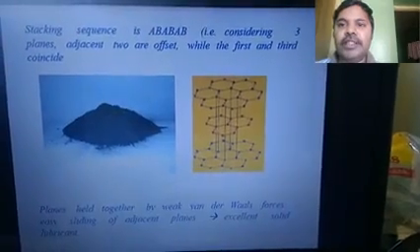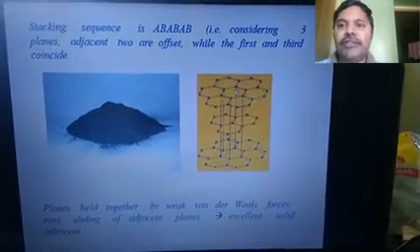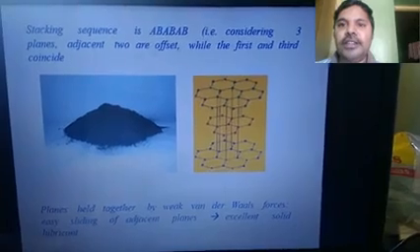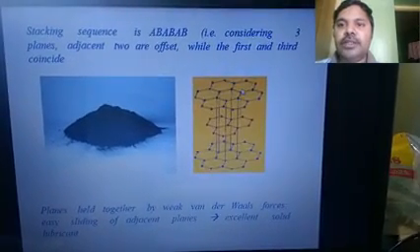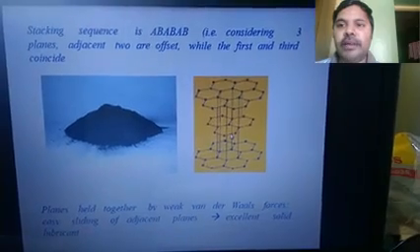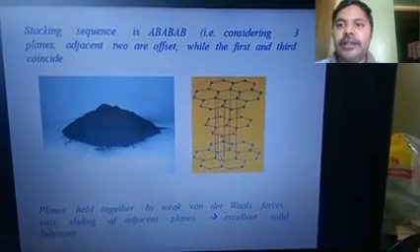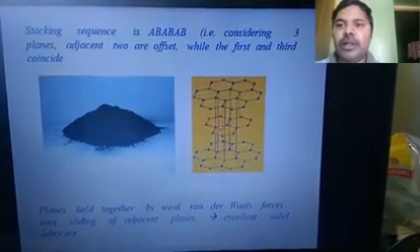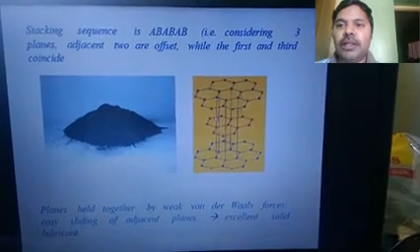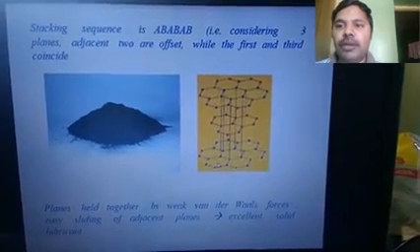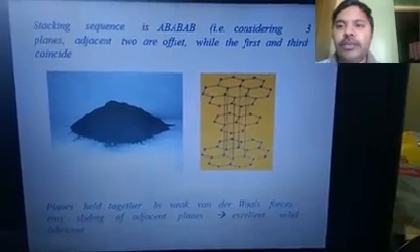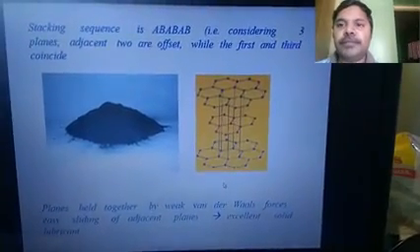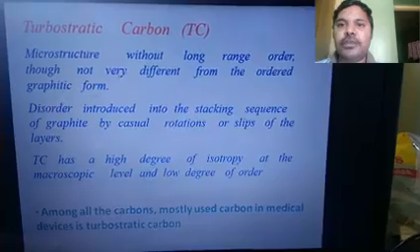Here we can see how the bonding is formed in graphite. Considering three planes, adjacent ones are offset while the first and the third coincide. This is the first plane, the red one is the second plane, and here is the third plane. The first and the second plane do not form a bond, while the first and the third one form a bond. So what is the bonding in graphite? It is van der Waals force. It forms a bond by van der Waals force. So this is graphite. Next one is turbostratic carbon.